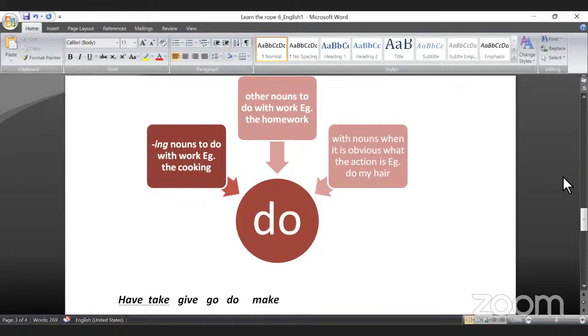And where do we use this word do? This verb do is usually used with nouns which have to do with work. So anything that has to do with work, whether it's the word job itself or different kinds of jobs, all of them would take the delexical verb do. Other nouns to do with work, like doing the homework, or with nouns where it is obvious what the action is, like do my hair. So mostly with activities and with jobs, the delexical verb used is do. This is what it's trying to tell you.